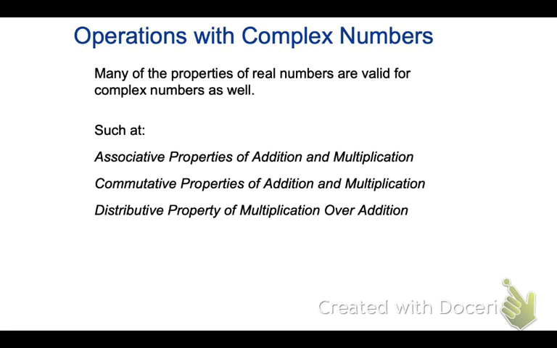Many of the properties, such as the additive property of multiplication, associative of addition and multiplication, commutative of addition and multiplication, and the distributive property of multiplication over addition, are all the same. Properties of real numbers apply. Got me? The only difference is that I is a variable.